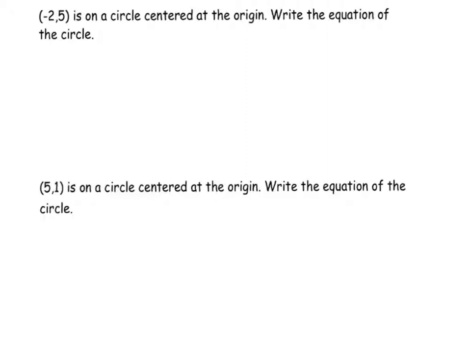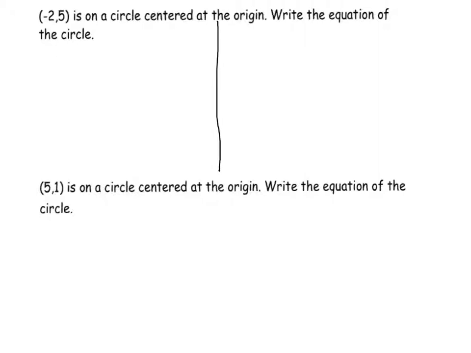In the next 2 examples, we are going to write the equations of the circles with the given information. I'm going to show you 2 different ways on the first example, and then you can choose whichever method you would like to use. So I'm going to divide my workspace into 2 parts. In the first part, it says there is an ordered pair negative 2, 5, and this ordered pair is on the circle, and the circle's center is at the origin. Write an equation of the circle.